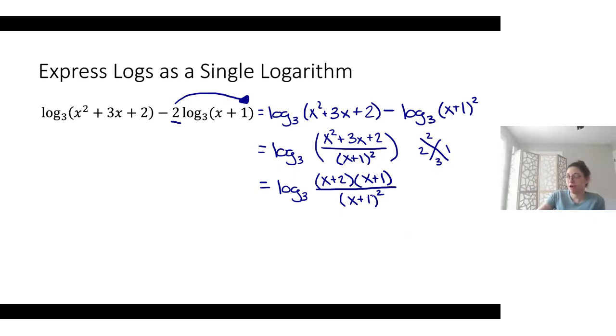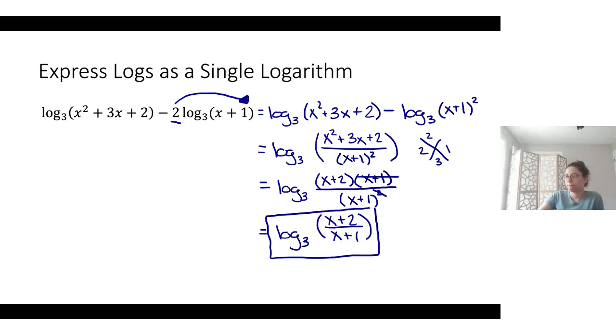So these have a common factor of x plus 1 in the numerator and denominator. The one in the denominator is squared, so I can get rid of one of them. And then I can write my final simplified answer as log base 3 of x plus 2 divided by x plus 1. So we expressed it as a single logarithm and we simplified completely.